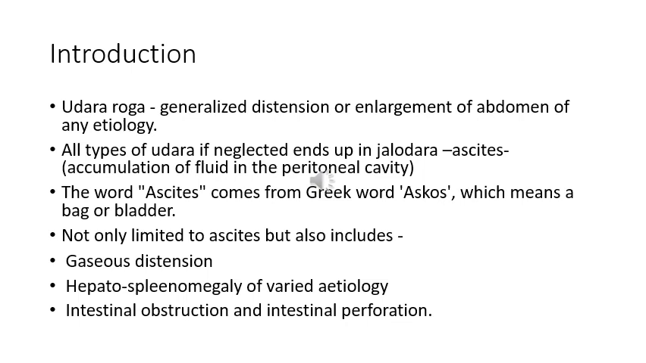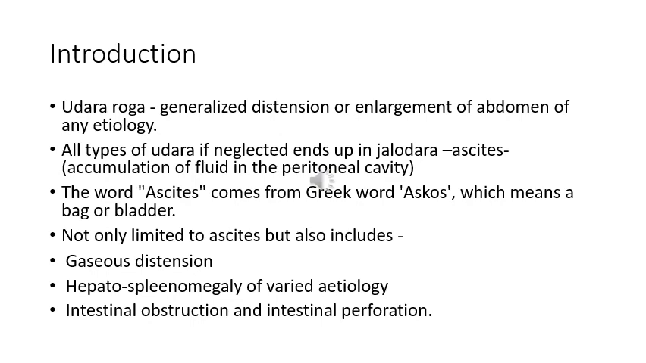And I will start with an introduction to Udara Roga. Udara Roga, as the name suggests, is a pathology that happens in the Udara, or the abdomen. Here there is a generalized distension or enlargement of the abdomen, maybe due to various kinds of etiology. In Ayurveda, it's told that there are many types of Udara Rogas which lead to distension of the abdomen, and all types of Udara, if neglected, end up in Jalodara, which is ascites.